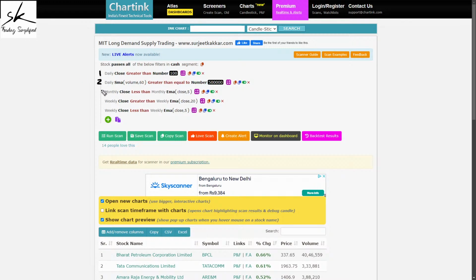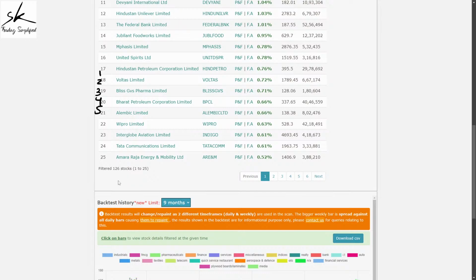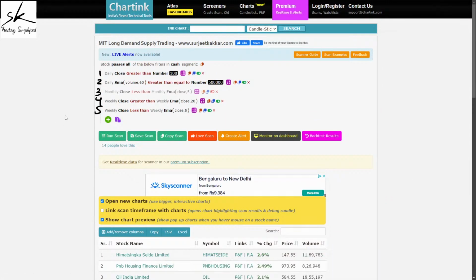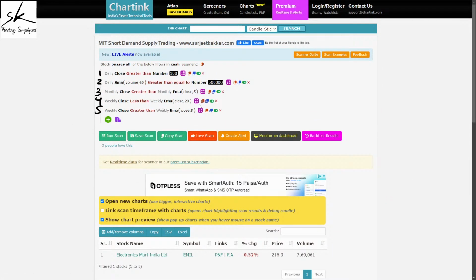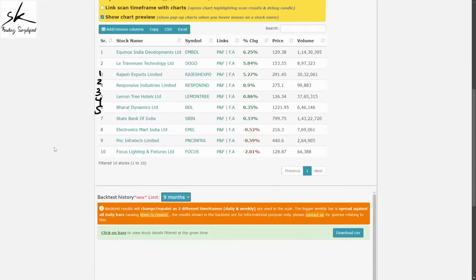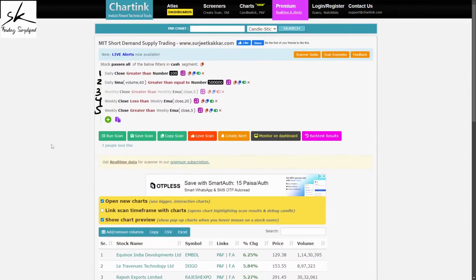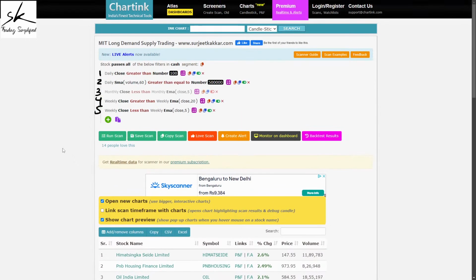If you want to make this list bigger, you can see I've given 5 different conditions. Disable the third one, run the scan again, and now you can see initially it was only giving me 11 symbols, but now it is giving me 126. And if I do the same thing for the short scan, which was only shortlisting 1, now it is shortlisting 10 for me. So from 12, now I'm up to 136 symbols to look into.